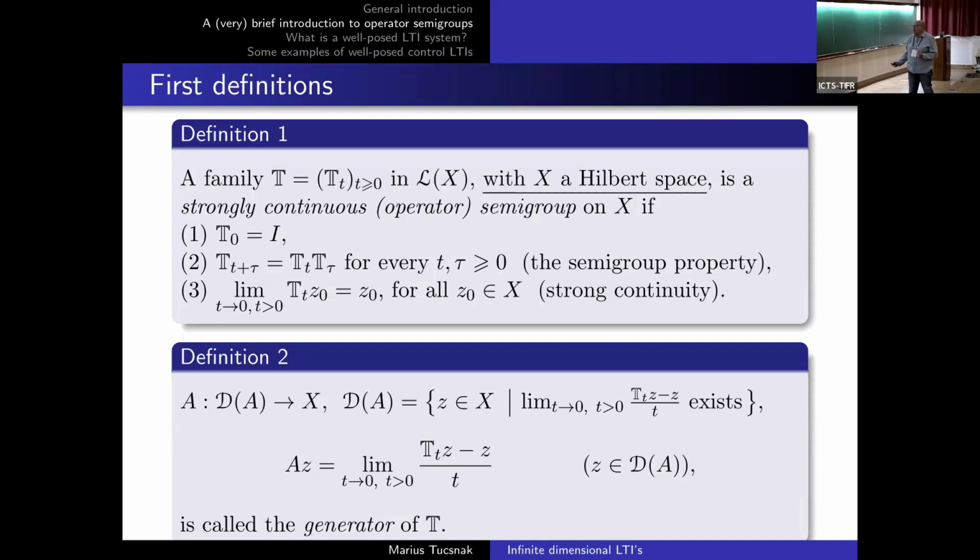And then we have the notion of generator. The generator is an operator which is defined on all those points z where this limit exists, and the value of this limit is called Az, the value of the generator at z. In the case which I mentioned, when my semigroup is uniformly continuous, this domain of A will be all of X. So I'll have just an ordinary differential equation, a classical one, linear, on the Hilbert space X, which does not, let's say, require any special treatment.